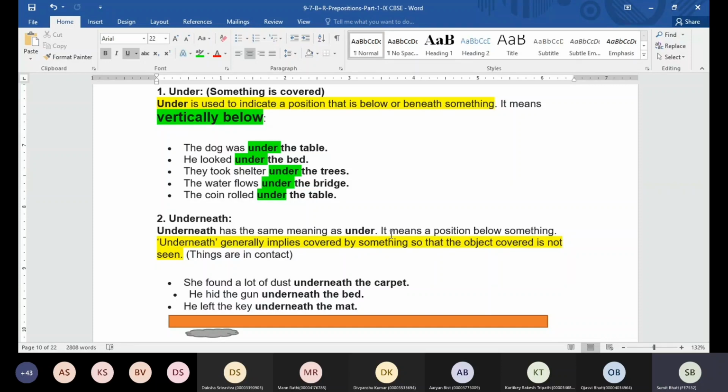Like he hid the gun underneath the bed. So we are saying there is a gun, on top there is the bed, and the gun is completely covered by the bed. He left the key underneath the mat.